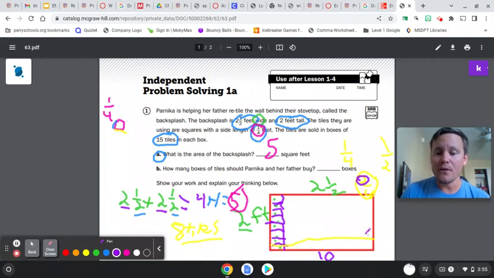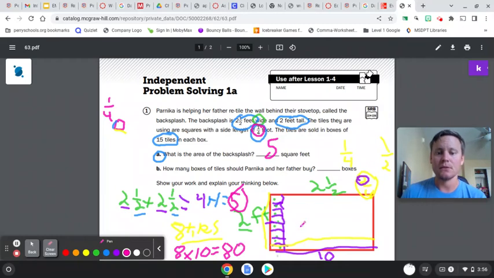Now I need to figure out how many total tiles there would be all together. So if there's 10 tiles going for the length, there's 8 tiles for the width or the height. I multiply them: 8 times 10 equals 80. 80 total tiles to complete the whole backsplash above the stove top.